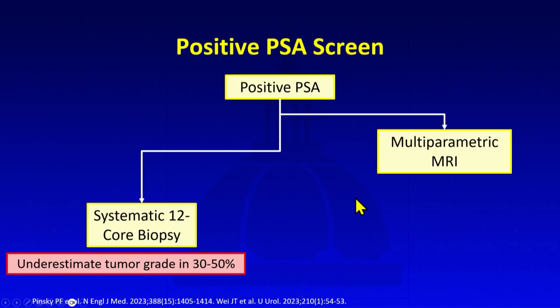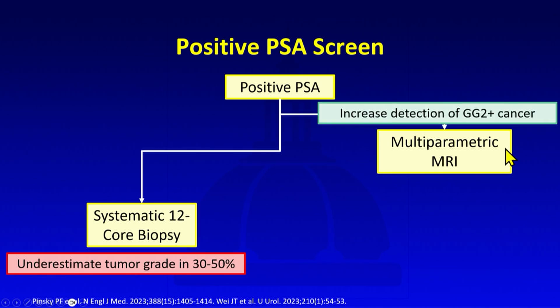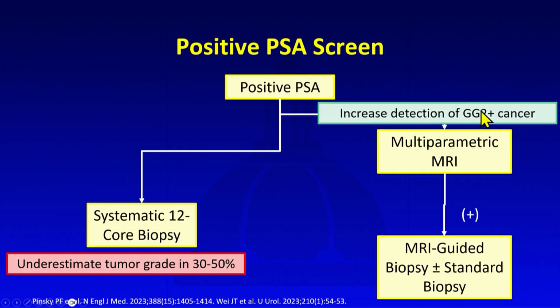So these days at our institution and a lot of other places, these men with a positive PSA will undergo the multiparametric MRI. And the reason is to try to increase the detection of those grade group 2 and above, the clinically significant prostate cancers. And if it's positive, the men would generally go through the MRI-guided biopsy of the target lesions, as well as the standard 12-core. We haven't done away with the standard 12-core yet, so the target biopsies are in addition to the standard. And if the MRI is negative, then they will undergo just a systematic 12-core.